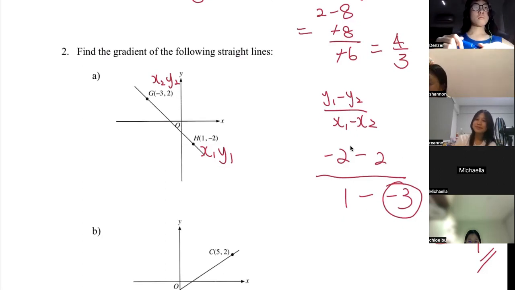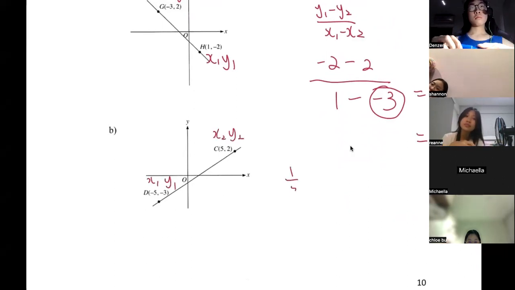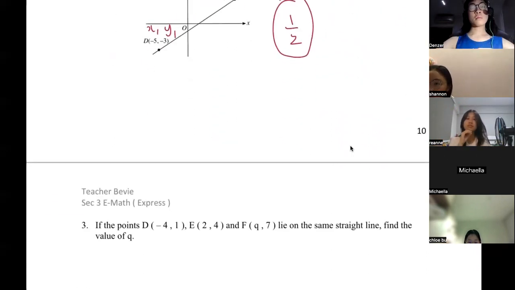It's -1. Okay, same thing for the other one. I can let this be X1, Y1, X2, Y2. Both of you got it right. The answer is half. Chloe, are you okay? Denzel, okay? So all these are just formulas. Can I not memorize? Cannot, because they are not inside the formula sheet, right? But it's easy to memorize. Okay, question 3.